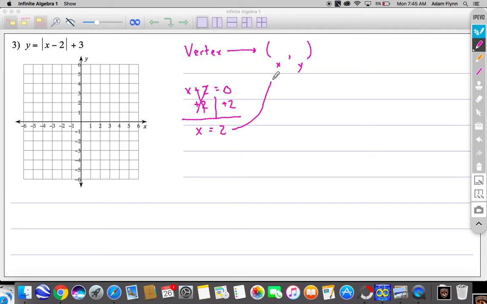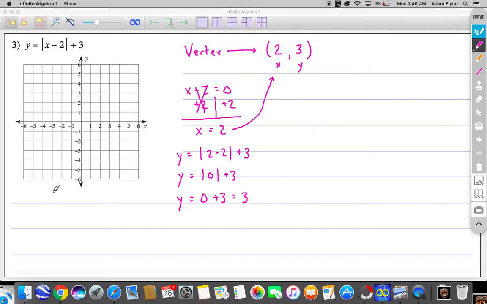So we'll take that 2 and plug it in for my x coordinate. So to solve for my y coordinate, I'll take that 2 and plug it in for x in the original equation. So we have y equals the absolute value of 2 minus 2 plus 3. 2 minus 2, of course, is 0, so we get y equals the absolute value of 0 plus 3. The absolute value of 0 is 0, so we get y equals 0 plus 3, which is 3. So I'll take that 3 and I'll plug it in for my y coordinate.